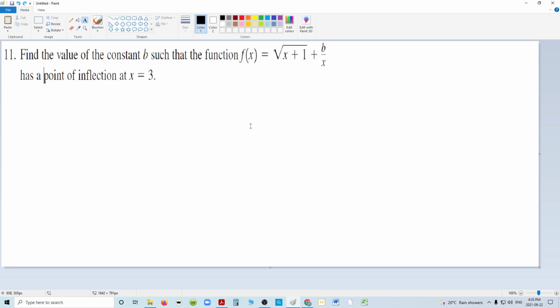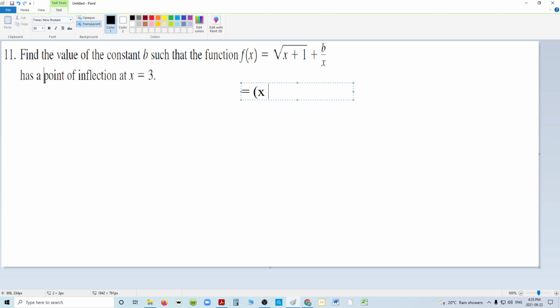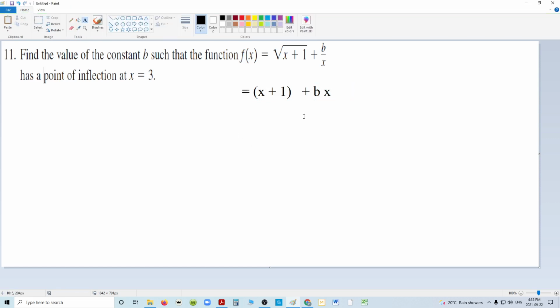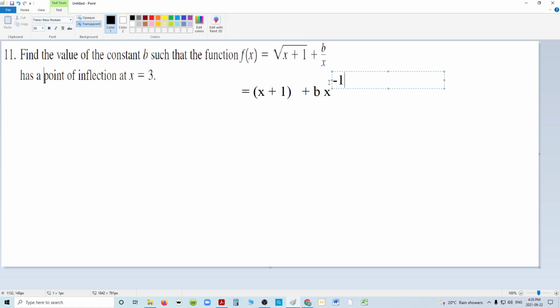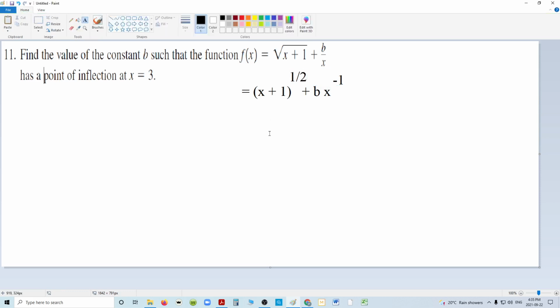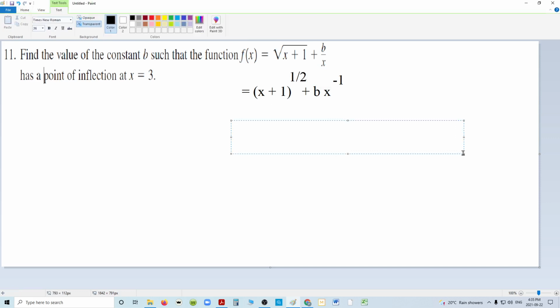We need to take the first derivative. So the first derivative, let's rewrite the formula the way I like to write it. It's (x plus 1) to the half plus b times, if you want, x to the negative 1. And that's a half, which means I have to do the chain rule in the first one and then multiply it times the content. Now, fortunately, I'm going to just focus on the first part. The derivative of the first part is 1/2 times (x plus 1) to the negative half times the derivative of x, which is just 1.